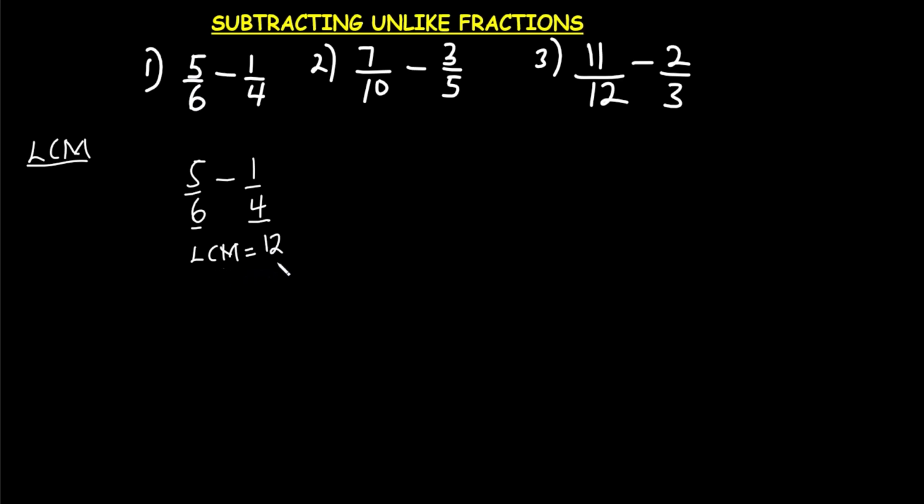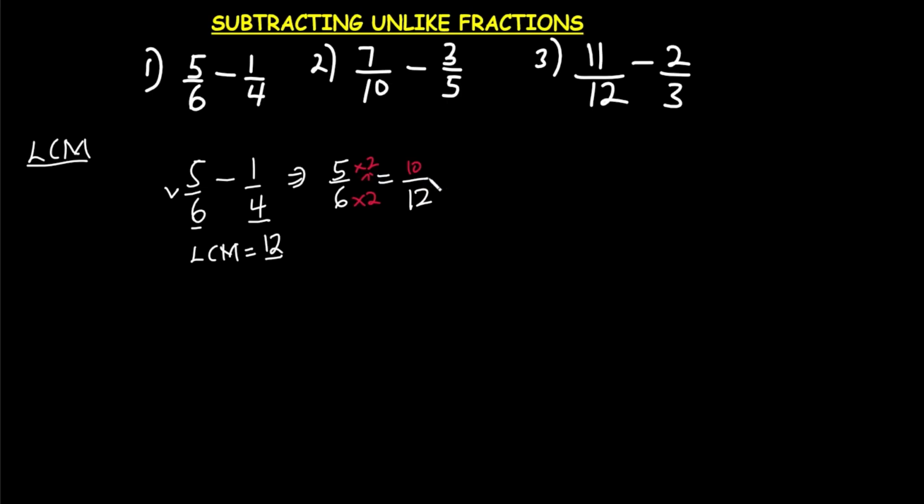The LCM is 12. So now, since we know the LCM, we can go ahead and solve it. We are going to take the first fraction, 5 over 6, and equate that fraction to the LCM, which is 12. And then we ask ourselves, what number can we multiply by the 6 to give us 12? As we know, 6 times 2 will give us 12, and then this 2 we also bring up here and multiply it by the 5. 5 times 2 is 10.